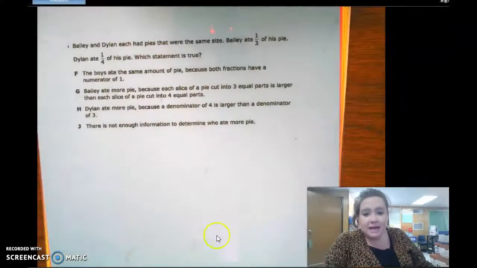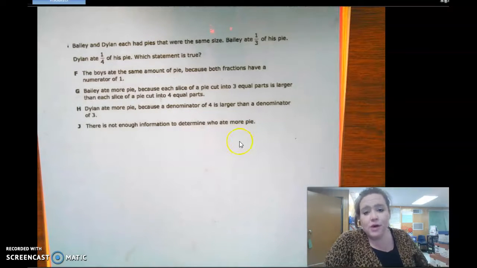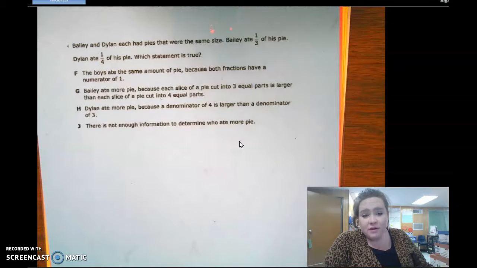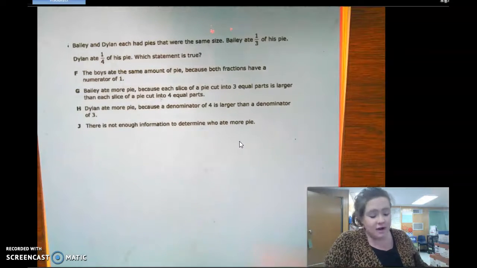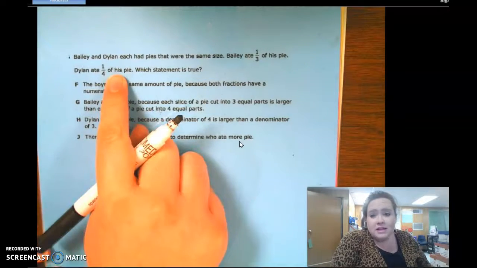Hey, third grade. Today we are going to be reviewing for your unit assessment that you are going to be taking tomorrow. Okay, so I'm going to go over a couple of questions that are just going to be kind of similar to what you're going to see on your test tomorrow. And it's just going to be reviewing equivalent fractions and comparing fractions. Okay, so let's go ahead and look at this first one.